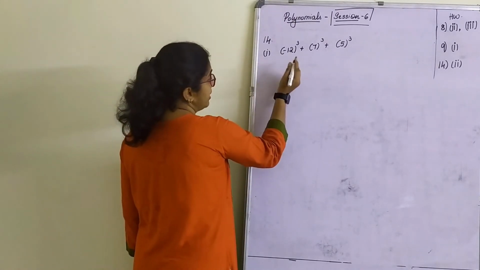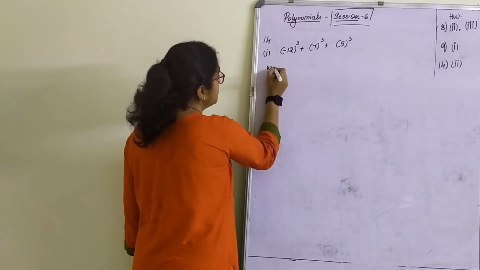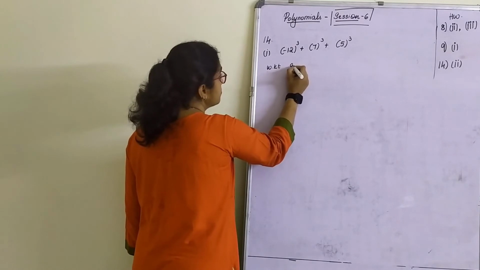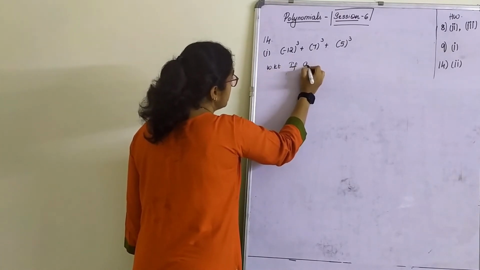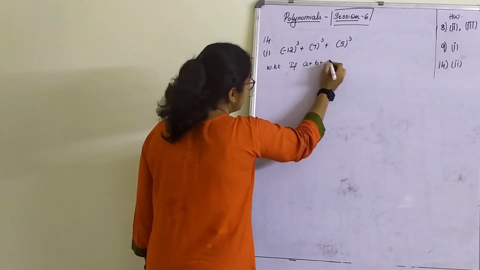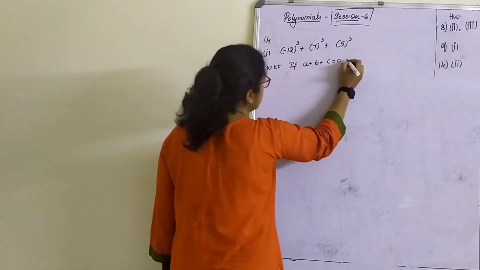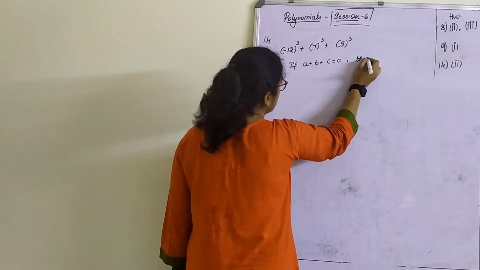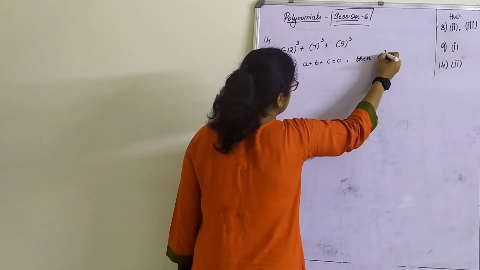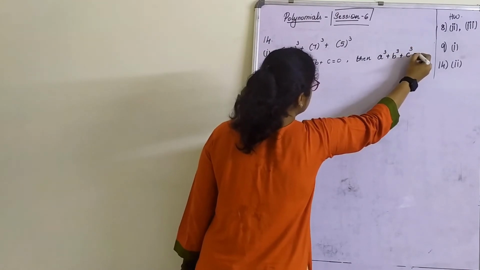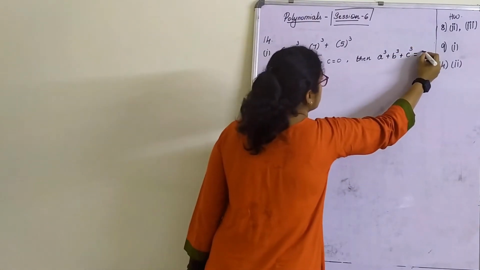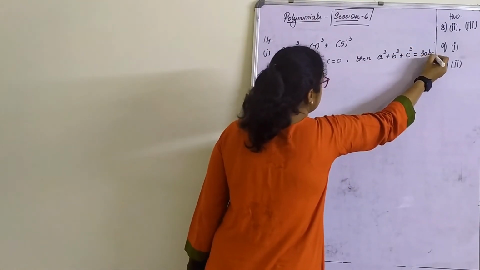Now, we will just write here, we know that if a plus b plus c is equal to 0, then a cube plus b cube plus c cube is equal to 3abc.